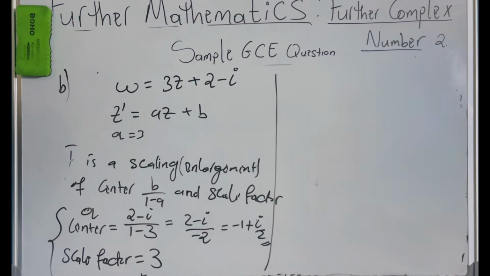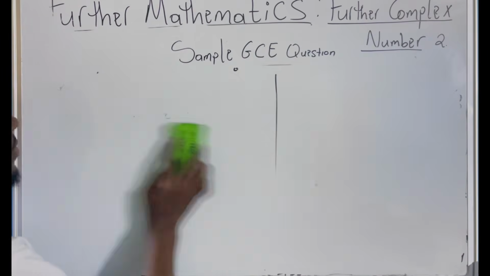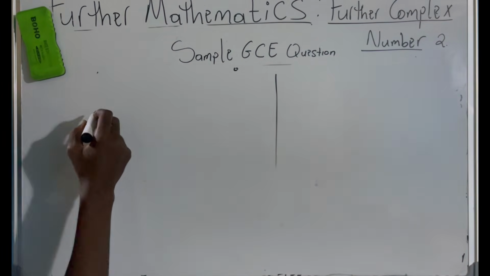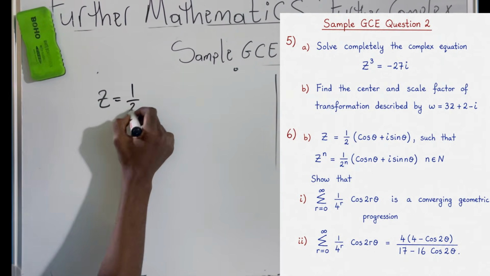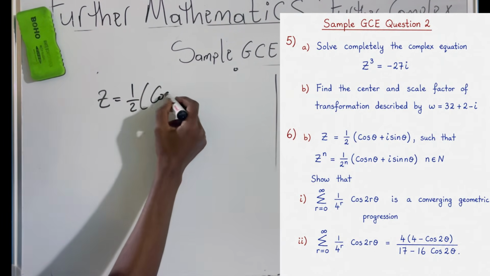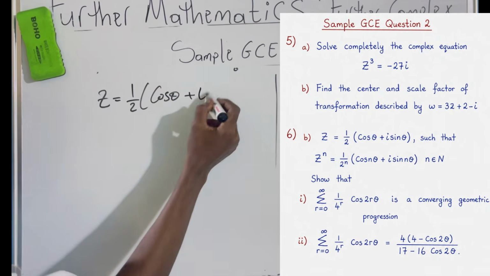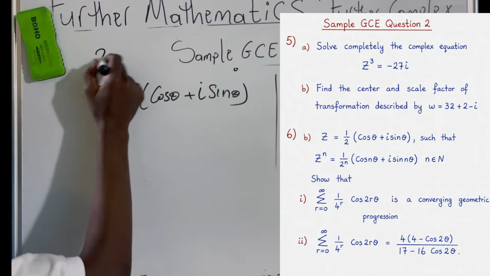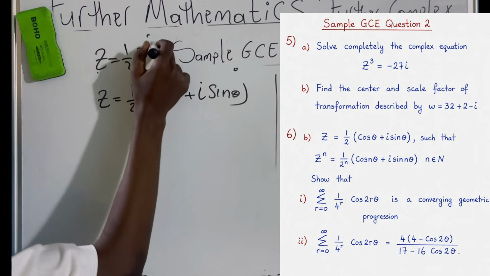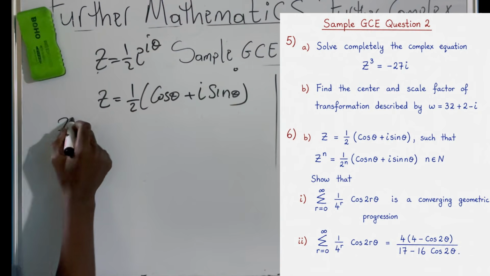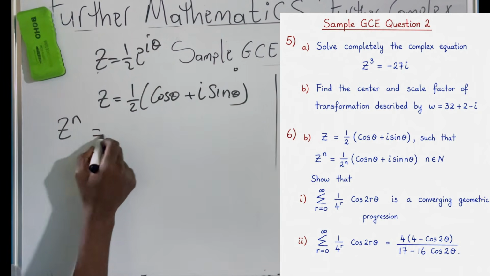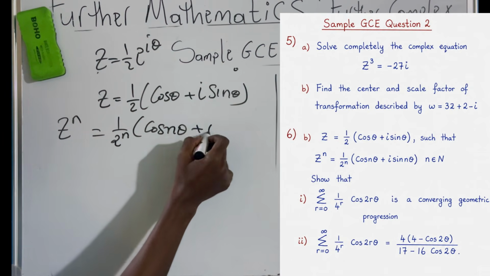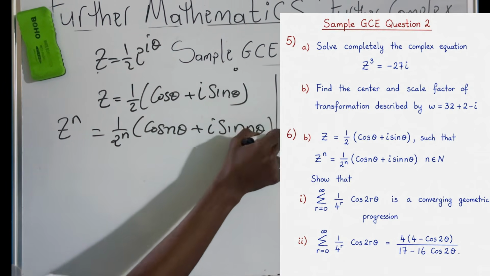Now let us move to the next question. Given that z can be written as half into cos theta plus i sin theta. It means that in polar form we have z equals half exponential of i theta. Same thing. And if we want to apply now the de Moivre theorem, I have z to the n will be simply 1 over 2 to the power n into cos n theta plus i sin n theta. Okay, that's from de Moivre.